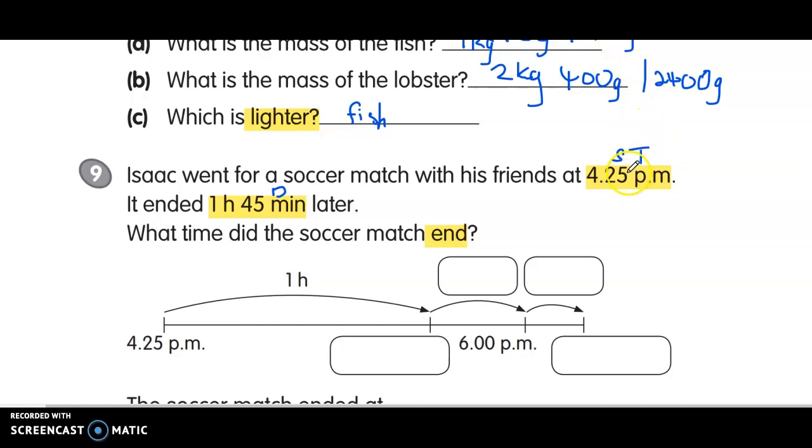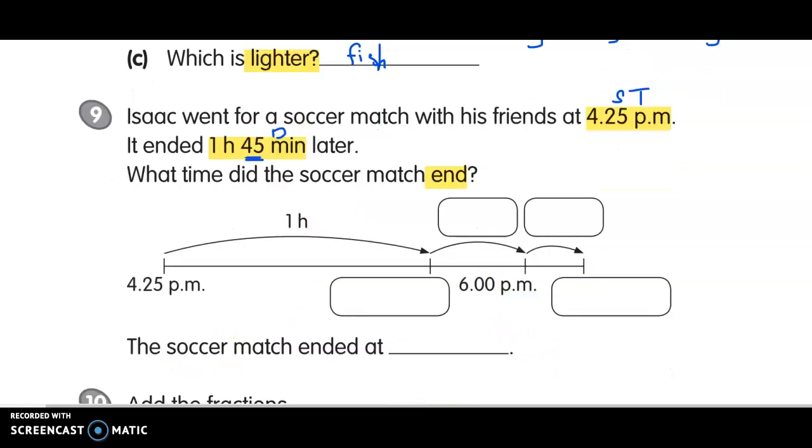Now this one we cannot just plus or minus. We must use the timeline. So let's look at the timeline. We start with 4:25 p.m. We add the hour first. So 1 hour after 4:25 p.m. is 5:25 p.m. This is straightforward. Then we need to count on to reach the next hour, which is 6 o'clock.